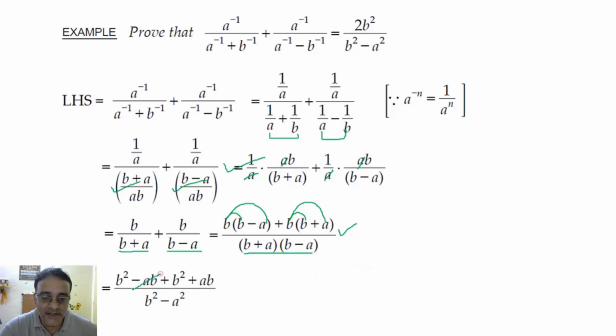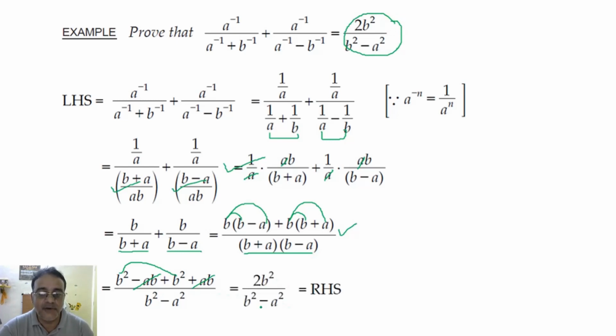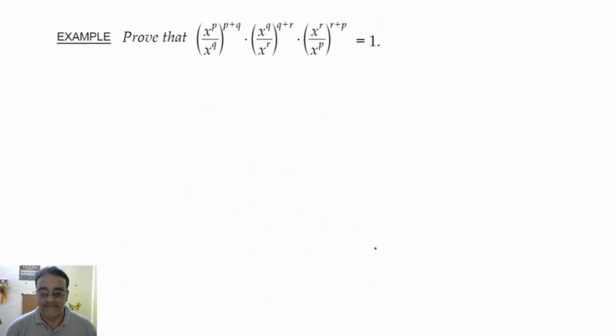So यहाँ पे देखो ये दोनों टर्म कैंसिल हो रहा है. So what you will get? b square plus b square will become 2b square upon b square minus a square. देखो यही हम लोग का LHS था. So this is equals to 2b square upon b square minus a square is equals to RHS. और ये हम लोग का RHS था. Okay, any doubt in this question? No, sir. So let us move towards one more question.